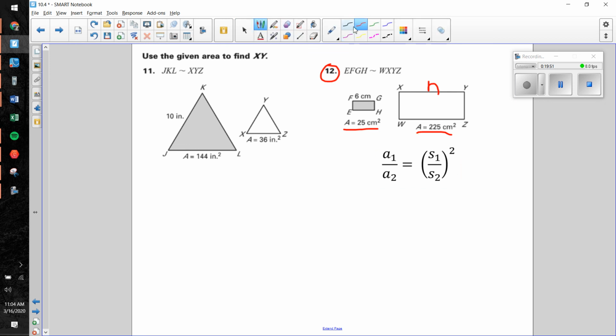Okay, so that right there is going to be step one. Step two, right underneath that, fill in what you know. Okay, I'm looking first for area number one, which means the area of the first figure. And right here they told us that the area of the first figure is 25 square centimeters. Underneath that, we're looking for A2, the area of the second figure, which is right there at 225.